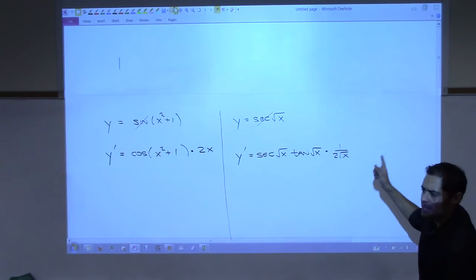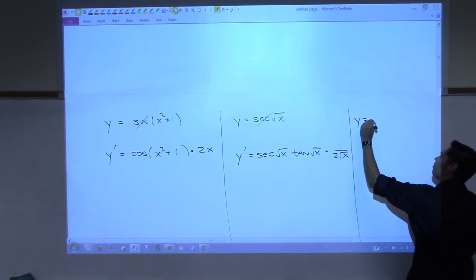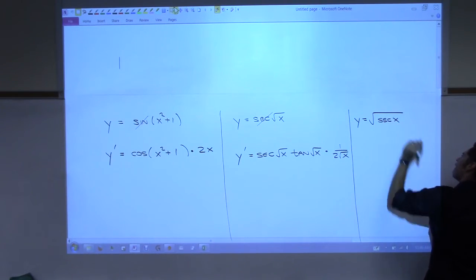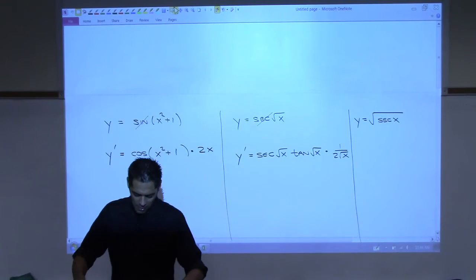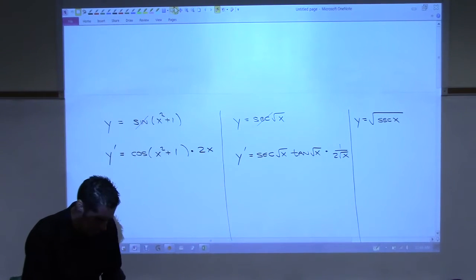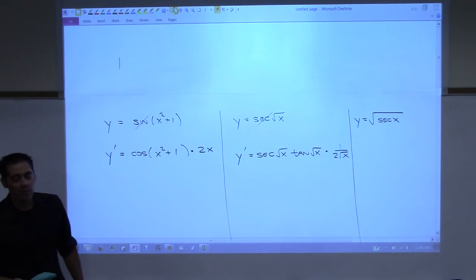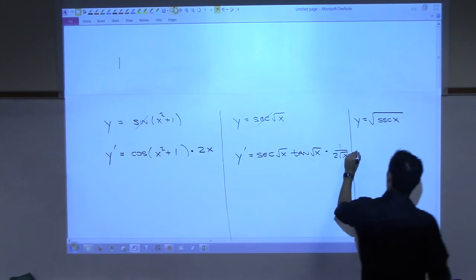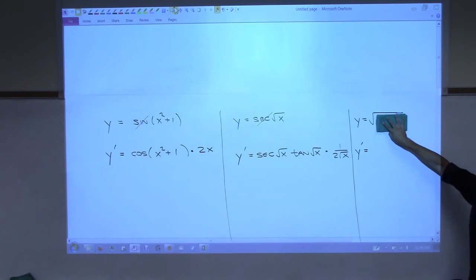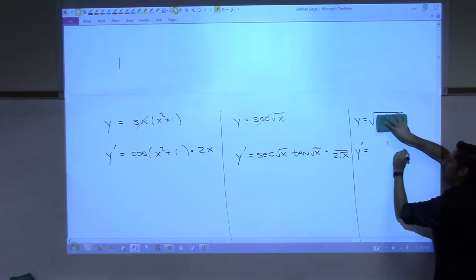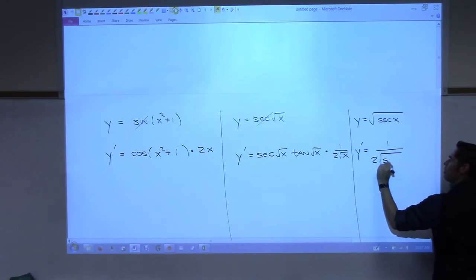Didn't we do root of secant x next? Root of secant x? So let's look at that one. Y is root secant x. For this one, I'm going to use this green towel, make it just about that perfect size there. There we go. So what's the outer function there? The outer function is the root, right? So the derivative is going to be equal to the derivative of the square root of that green towel: 1 over 2 roots of the green towel, which is secant x.